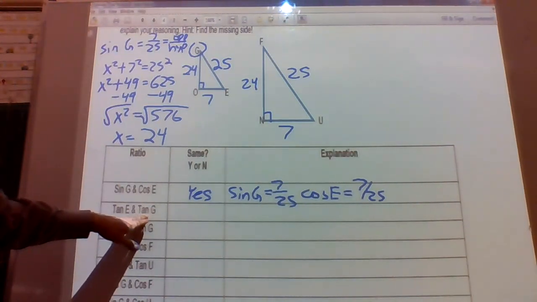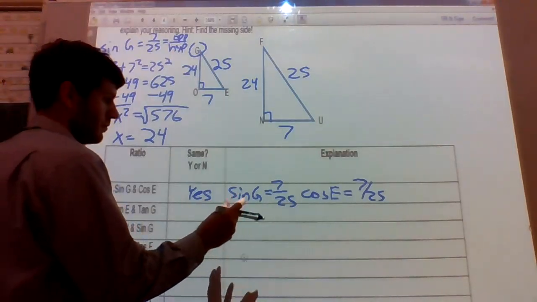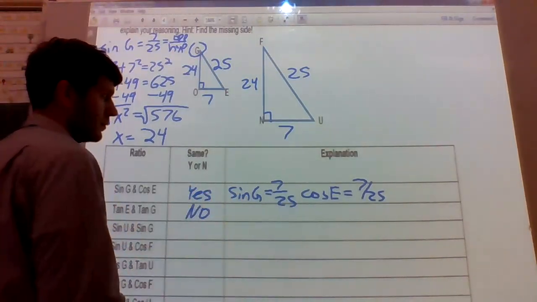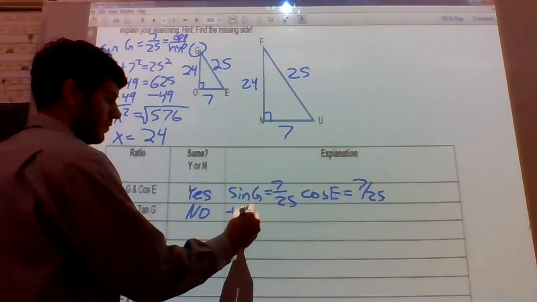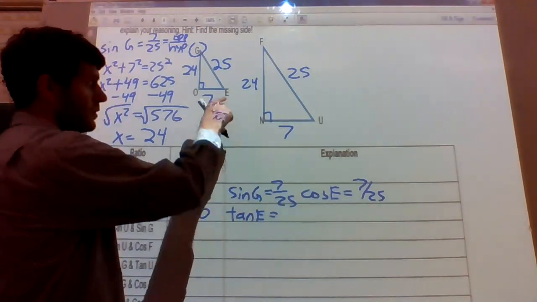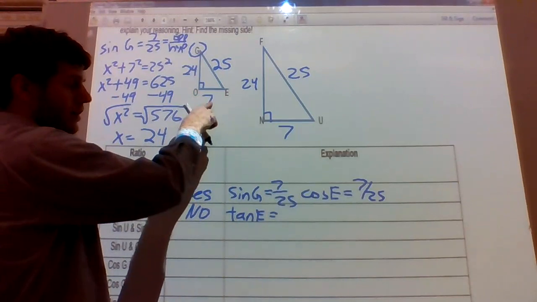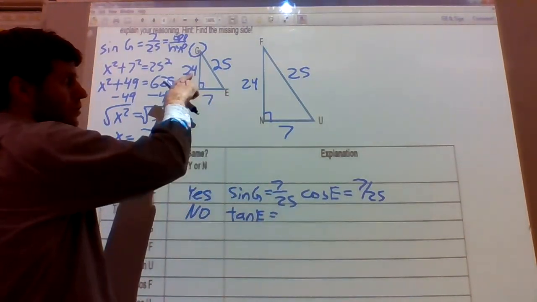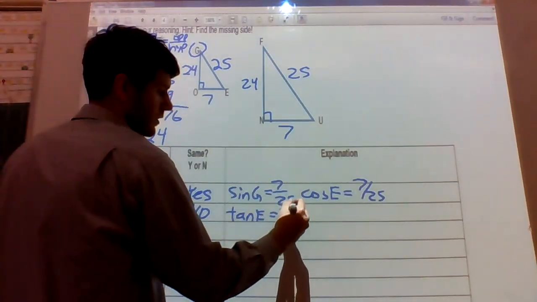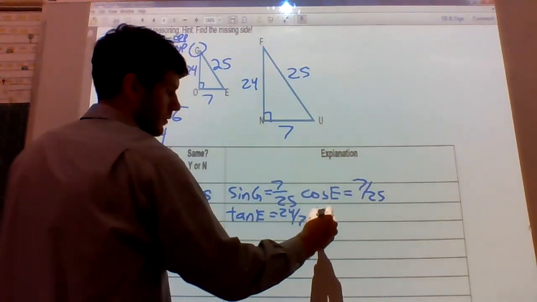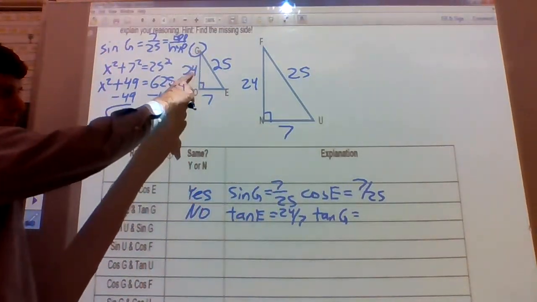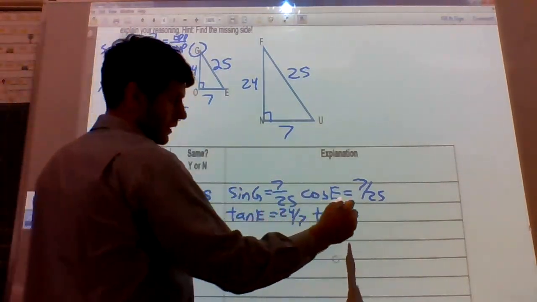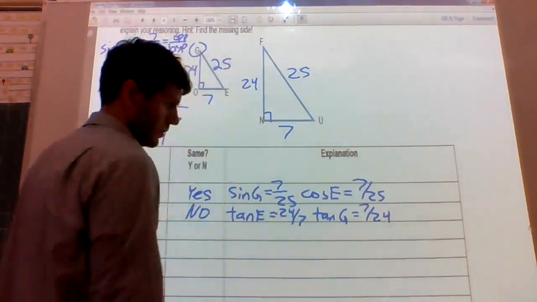Tangent of e and tangent of g. So automatically we know it's not going to be the same because they're going to be reversed. Okay, well, let's write them out. So tangent of E, tangent is opposite over adjacent. Opposite is 24, adjacent is 7. So that's 24 over 7. And we know the tangent of G is opposite over adjacent, so opposite is 7, adjacent is 24, so 7 over 24. So we know it's going to be no.